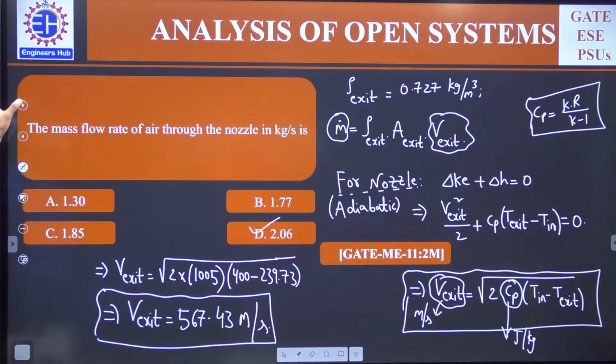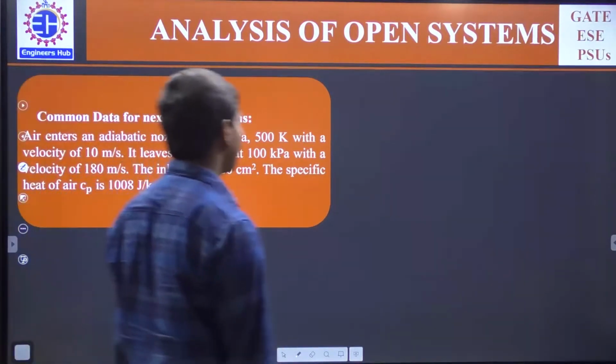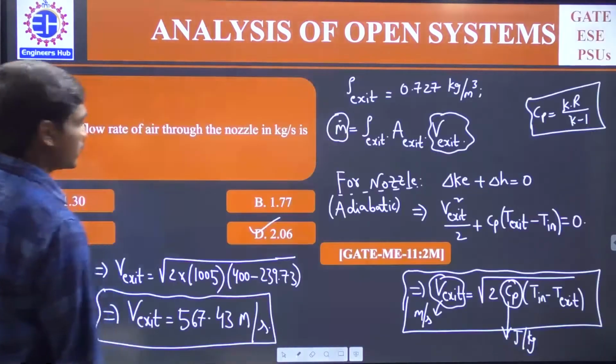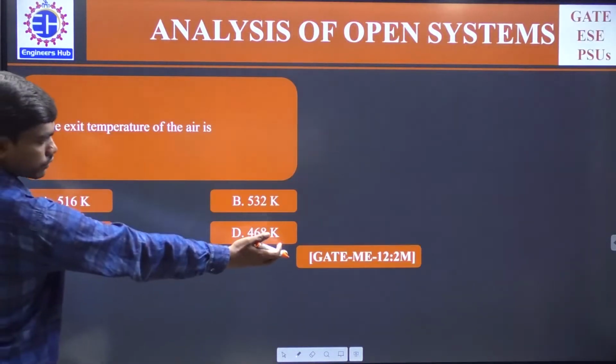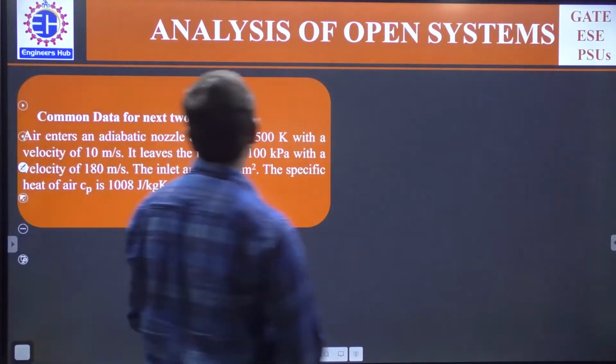Fine. So I'm moving on to the next question. So this is the next question: common data for next two questions. Because in recent years of GATE, this kind of question is being asked. If you see, this question is from 2011 and this one is from 2012, things like this. So read this question. Common data for next two questions.